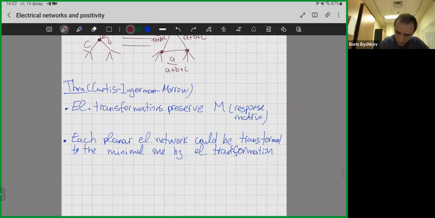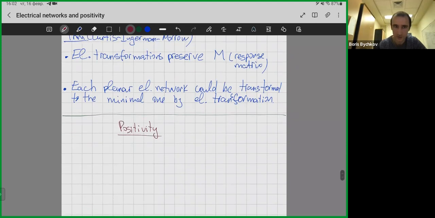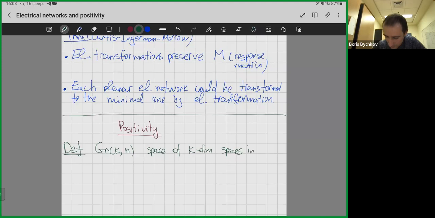So now let me speak about the Grassmannians. Positivity. So there is the Grassmannian, the space of k-dimensional subspaces in C^n.